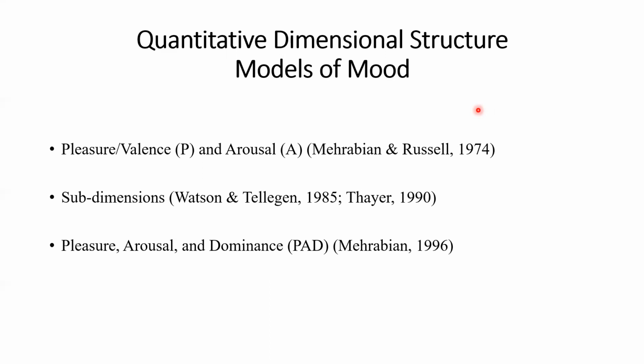There are several models to describe and analyze mood. When it comes to quantitative dimensional structure ones, we can trace it back to these 3 categories. The first one, pleasure and arousal. These 2 components were claimed to be almost independent. You could see also in another study, they used a 3rd dimension.